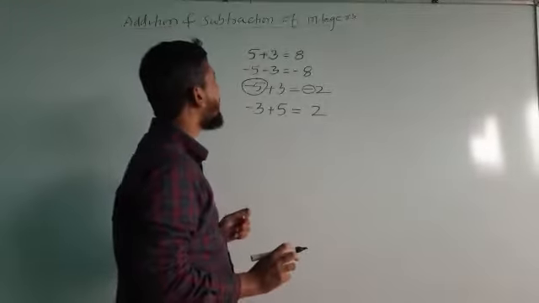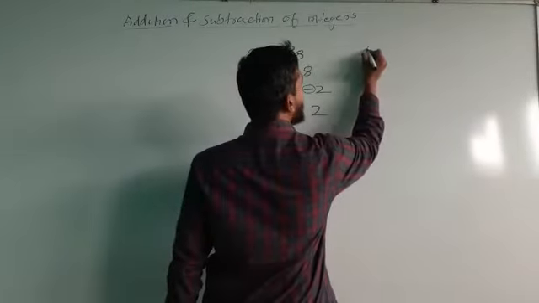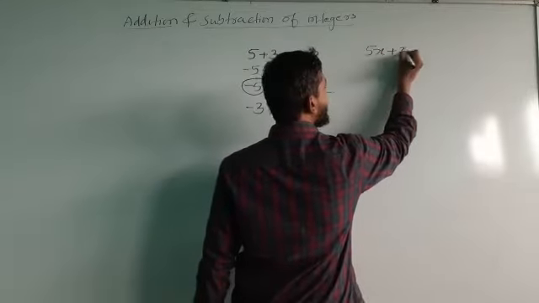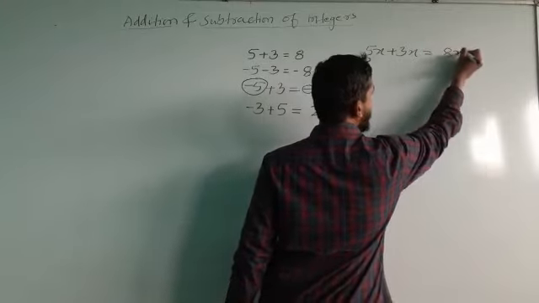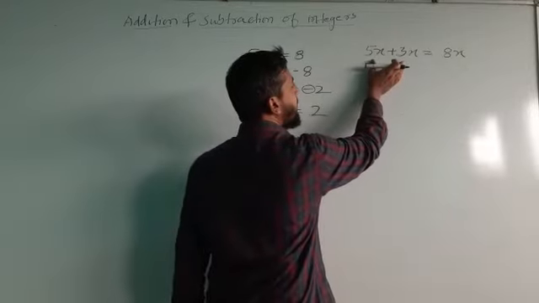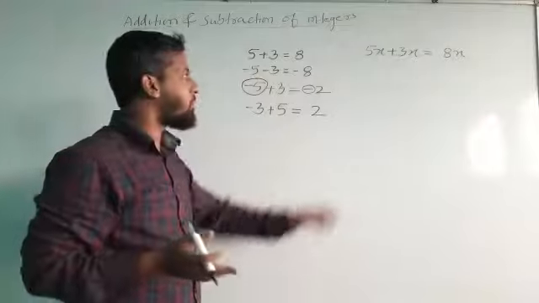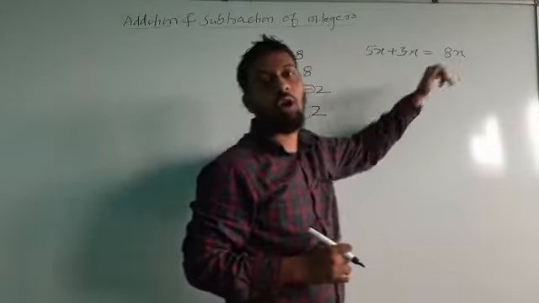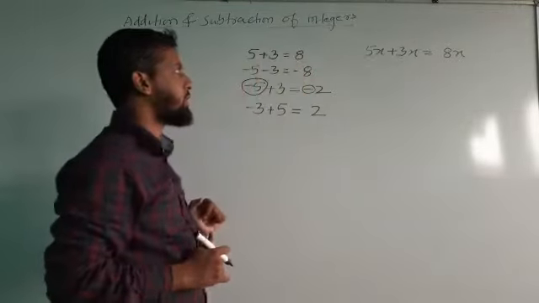Next thing we will see the variables. Now, suppose question is 5x plus 3x, result will be 8x. When you add the variables, result will be in the form of variable only. Some students by mistake they used to write only 8. That is wrong answer. Right answer is 8x.